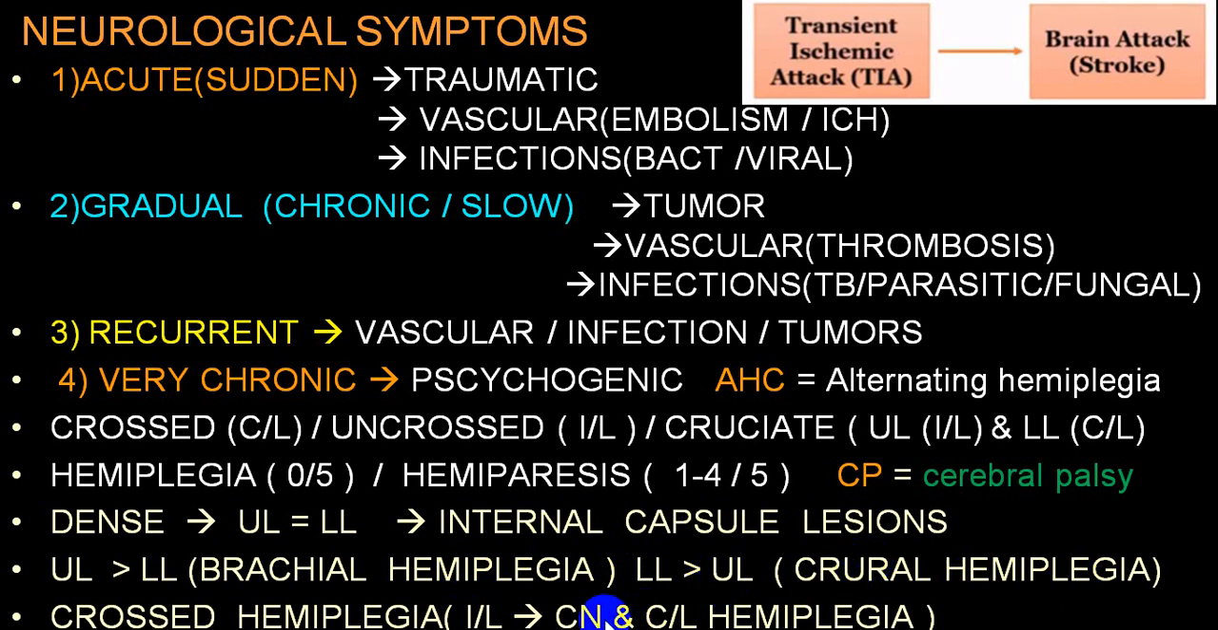And if there is a lower motor neuron cranial nerve palsy on the same side and hemiplegia on the opposite side, we call it crossed hemiplegia. These are all the terminologies which are being utilized, and this will be there if the damage is in the brainstem. If we are aware of all this, we'll be able to localize very well.